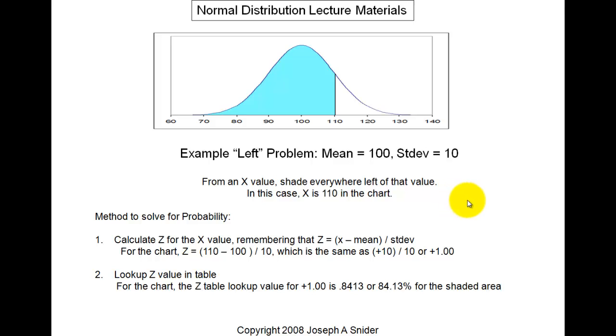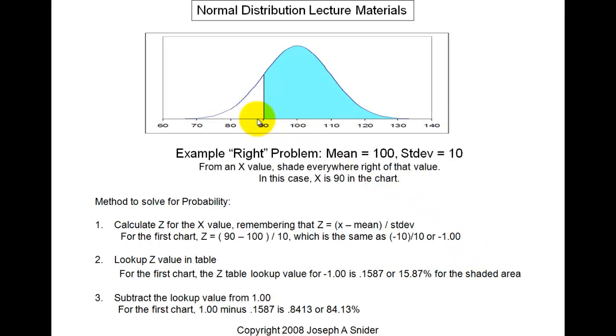So here's an exact calculation. If we wanted to have the shaded region to the left of 110, first we calculate the z-value, which ends up positive 1.00. The lookup value for that is 0.8413 in the table, or 84.13%. So this shaded region represents 84.13% out of 100%, which would be the whole curve shaded.